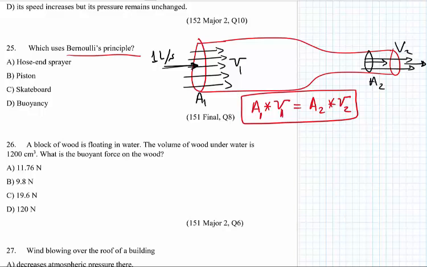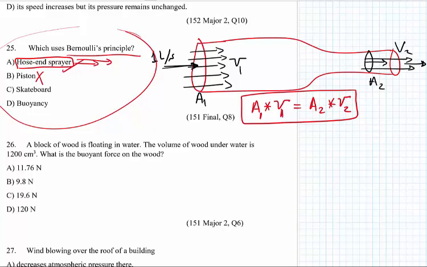If you try to restrict the flow of the liquid, its velocity increases. Like what happens in the hose. When you press with your finger on the hose, the speed of the water increases, so it reaches higher distances. So let's go to this problem again, which uses Bernoulli's principle. Hose end sprayer: when you press on the end of the hose, the water sprays and its speed increases. So that one is Bernoulli's principle.